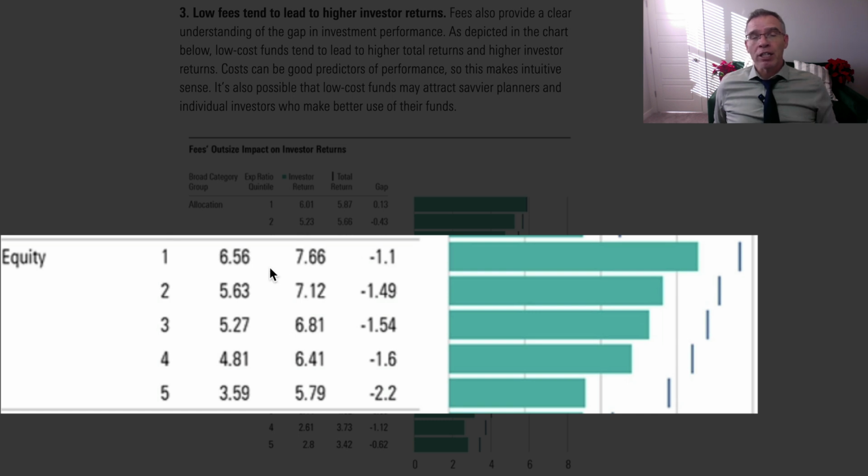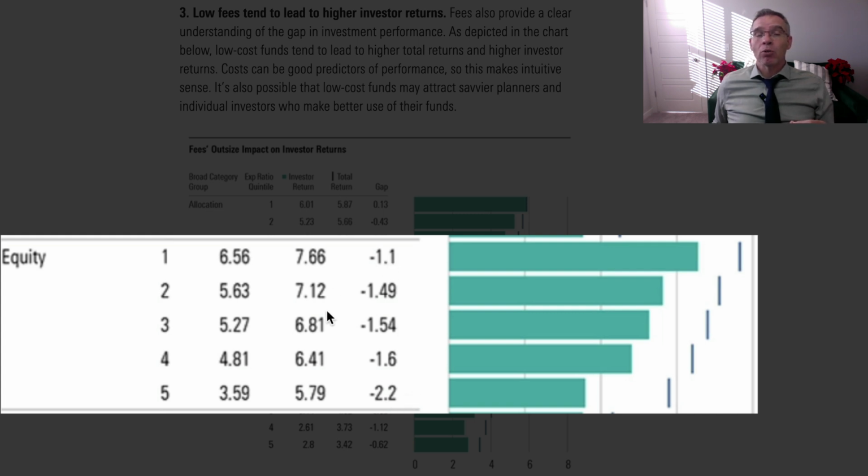But importantly, look at this. The investor return here, 6.56%. Then we go down to the funds that are charging the highest fees, and the investor return here, 3.59%. Now, if it was simply a difference between the fee that was causing this, then the gap here would be the same, but they're not. Negative 1.1 versus negative 2.2.